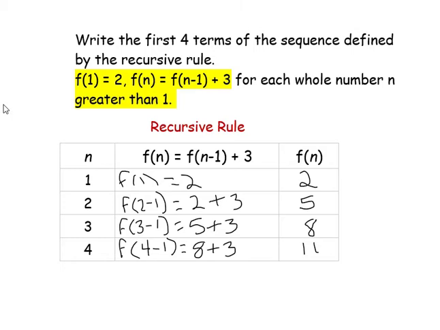Okay? Hopefully that makes sense to you. Notice that when I'm doing f of 4 minus 1 or n minus 1, it's telling me what value I should plug in there. So 4 minus 1 is 3, so therefore I'm plugging in the value for my third term, which is 8. And that's what you see here, 8 plus 3, which is 11. And now you can see how easy it is to use the recursive rule. Now, you give it a shot.